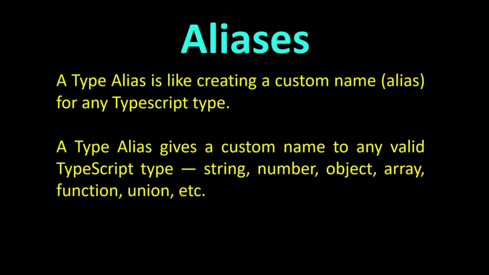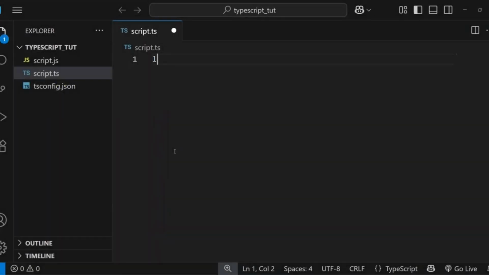A type alias is like creating a custom name, an alias, for any TypeScript type. A type alias gives a custom name to any valid TypeScript type: string, number, object, array, function, union, etc. Let's understand this through an example. For that we will define a string type variable, channel. After that, we will see how we can create a custom name for the string type.